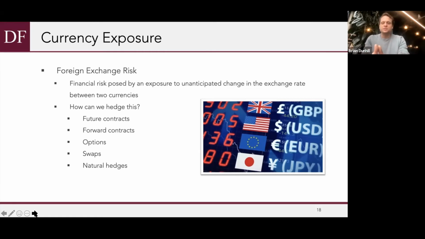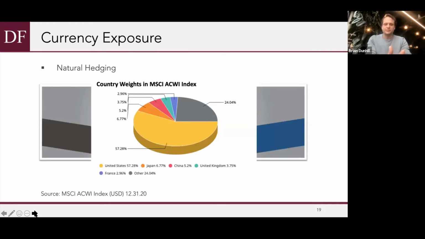The best way to think about natural hedges is with the next slide on how the breakup of the world is. Now, the world is broken up to where if you took all the market caps of all companies around the world, nearly 57% of them would be American. Now, the typical US allocation will probably be between 75 and 90% in the United States.